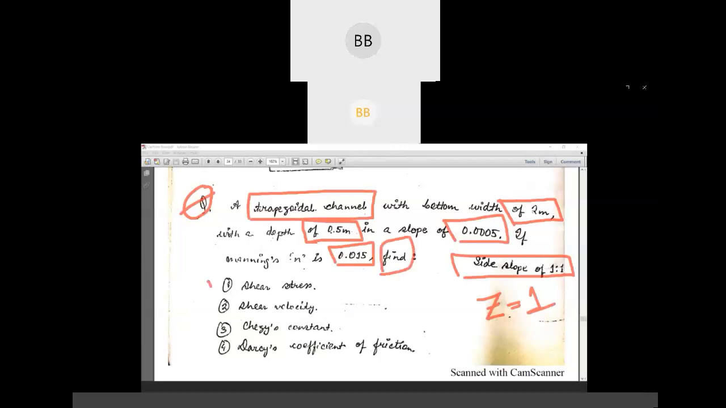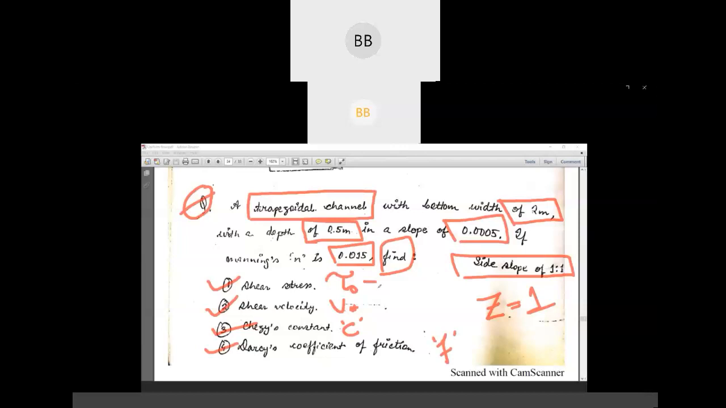Then what we need to find? Find shear stress. Sorry, shear stress is not u star, it's tau. Then you need to find out shear velocity, that is your u star. Then we need to find out Chezy's constant. Then Darcy's coefficient of friction, that is f.